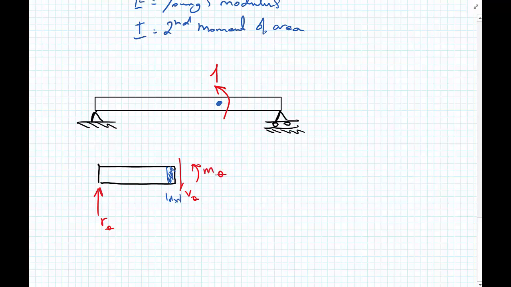And proceeding in exactly the same manner as before with the internal work and external work, the external work would now be moment times rotation. So the external work would be the moment, which has a unit value, multiplied by the rotation, which would be a d theta. And then we integrate this for every differential element to give ourselves a theta.